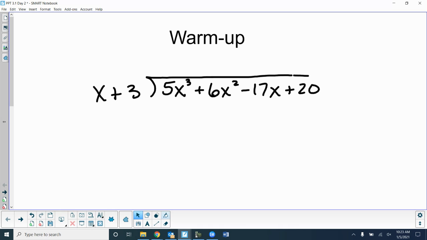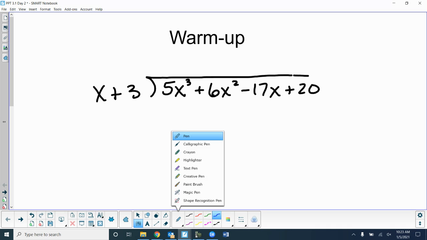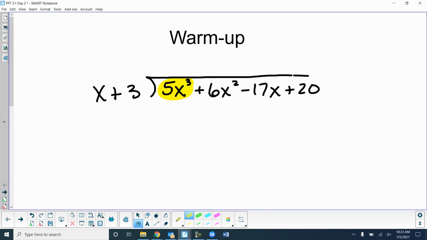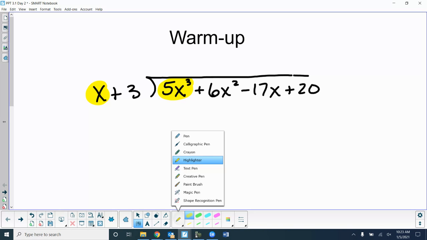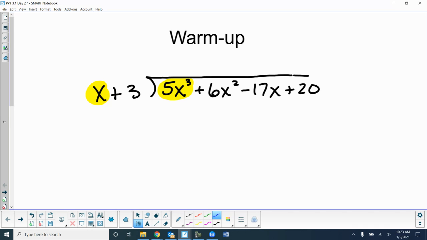All right, so anyway, this one, we always just concentrate on the first term divided by x. So every time I subtract and keep moving, it's the first term divided by that first term, which would be x in this problem. Okay, so 5x cubed divided by 1x is a 5x squared, and that goes up top here. Then I'm going to multiply 5x squared times the x and the 3. So I get 5x cubed, and then 5x squared times 3 is 15x squared.